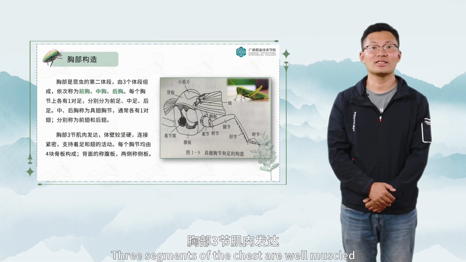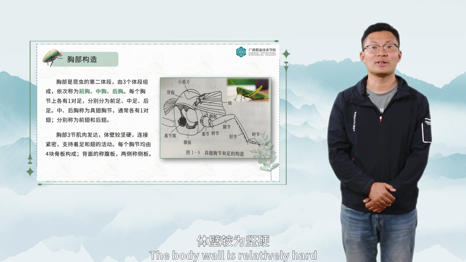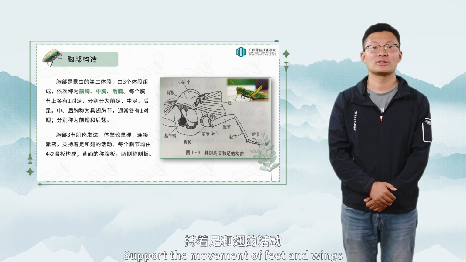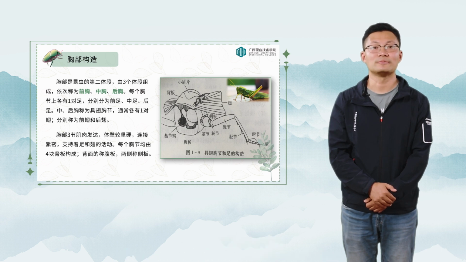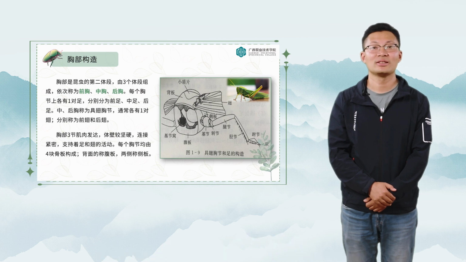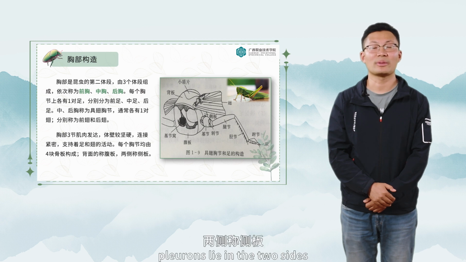The 3 segments of the thorax are well muscled. The body wall is relatively hard and tightly connected, supporting the movement of legs and wings. Each thoracic segment is constructed of bone plates. The tergum is on the back, the sternum is on the belly, and the pleura lie on the 2 sides.